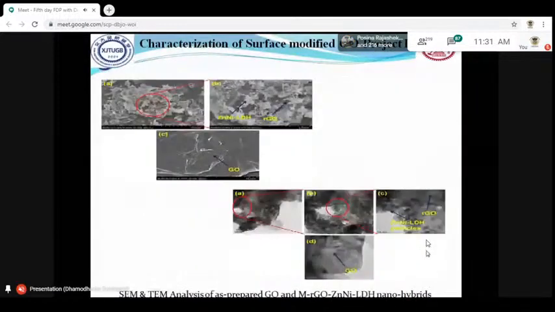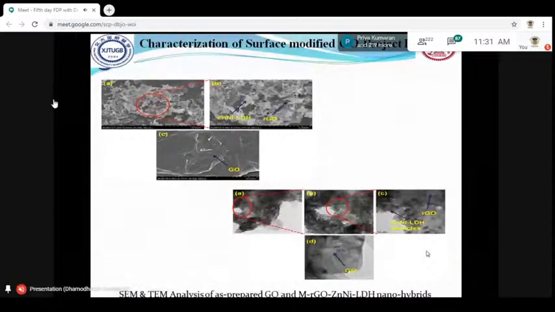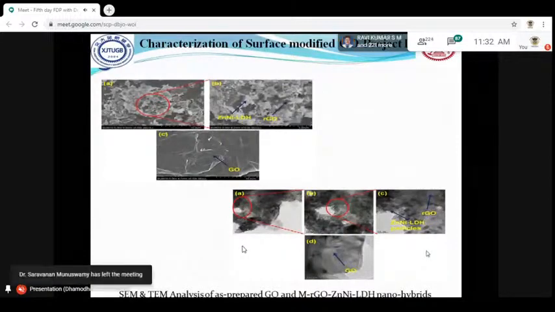And in the case of the morphology study, we can see the GO is showing a multiple sheet structure, and the zinc nickel LDH decorated GO is showing patches. It's like zinc nickel LDH is decorated on the surface like patches. So we can see the GO sheets have a lot of patches. Those patches are related to zinc nickel LDH, and the GO became reduced, so it is RGO.